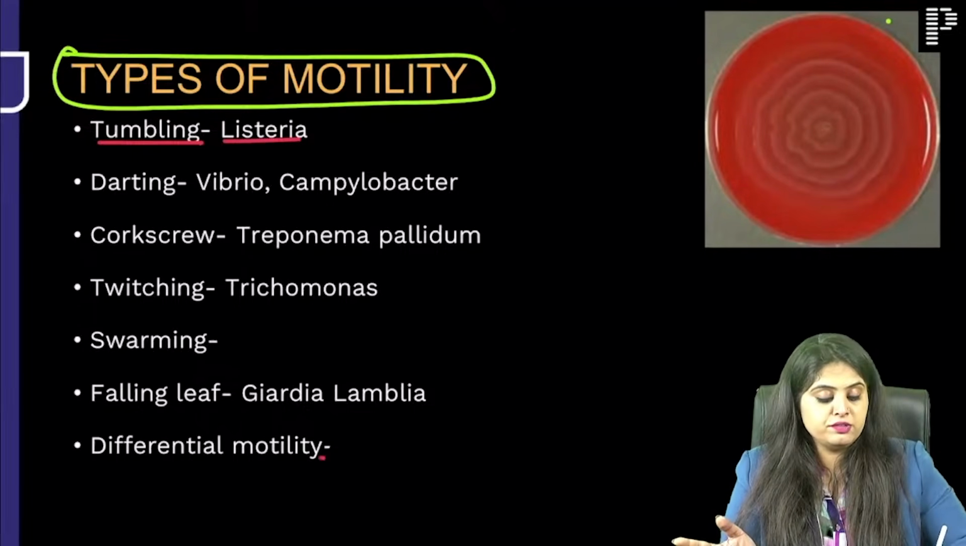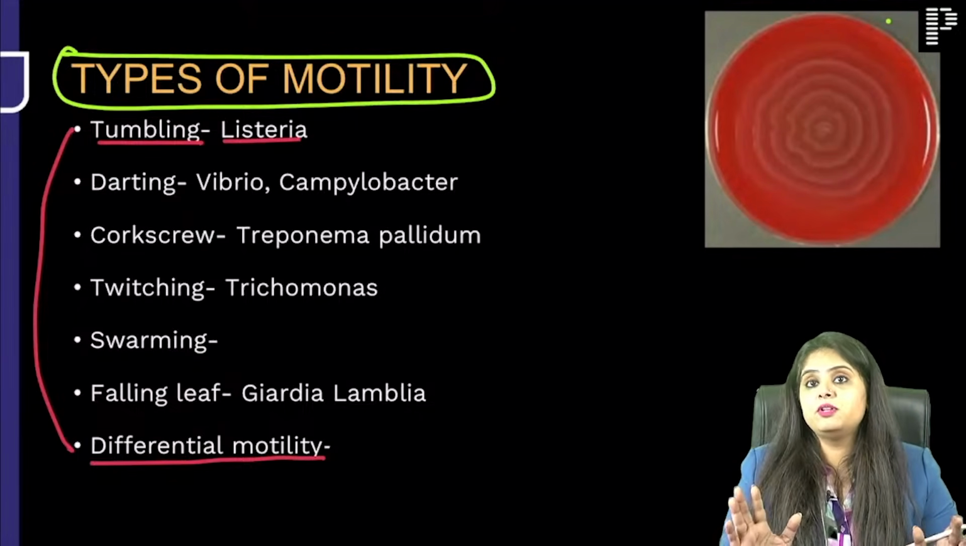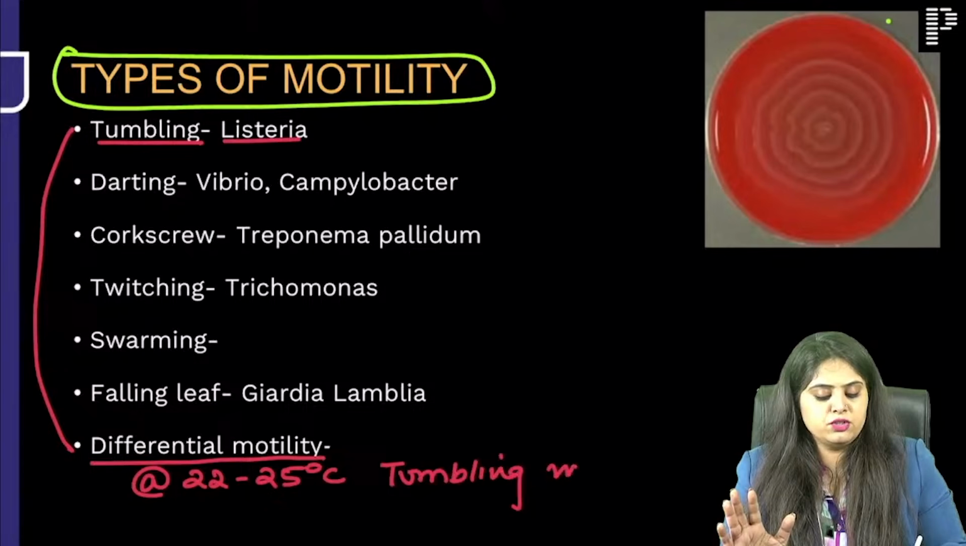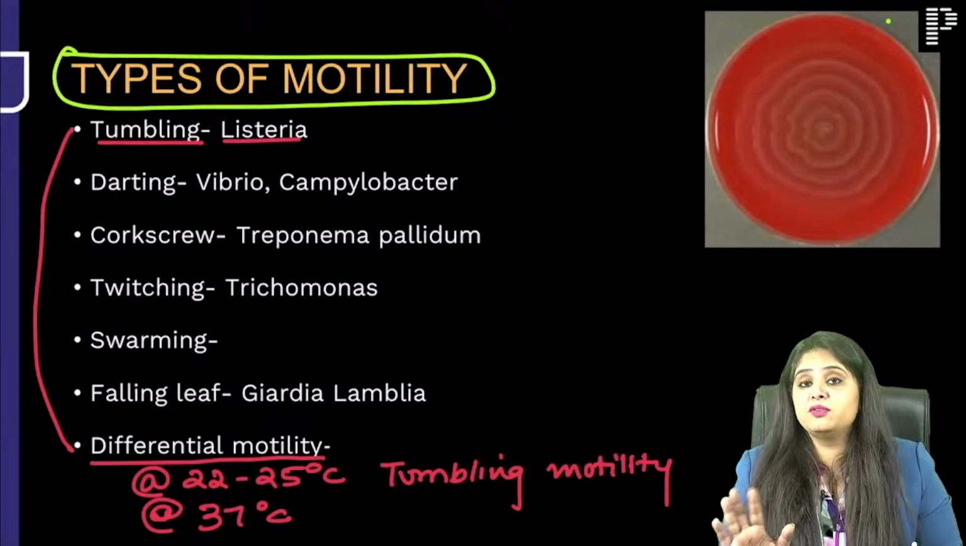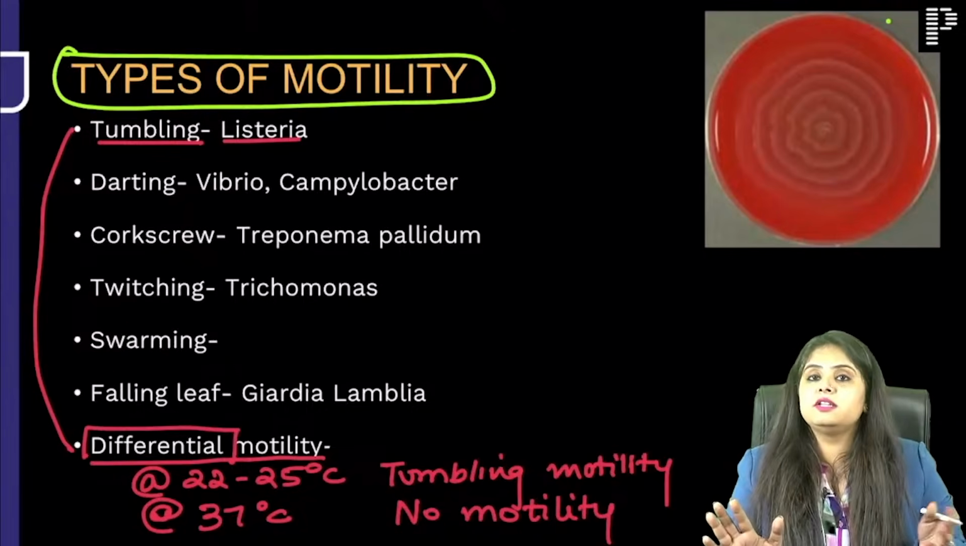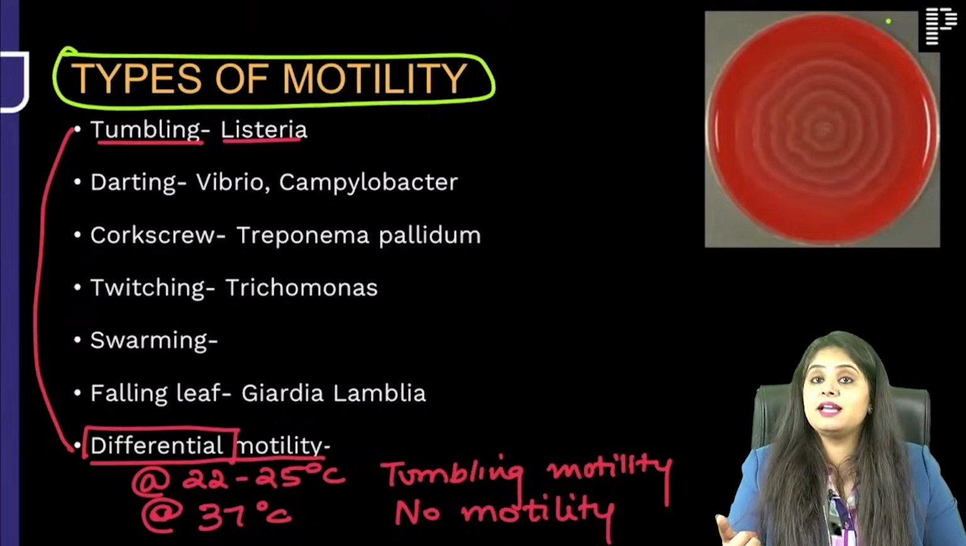Listeria also shows differential motility, which means Listeria has a temperature dependence: if you put me at 22 to 25 degrees, then I will show you tumbling motility. Then I will show you falling left, right. But if you put me at 37 degrees, it's too hot. I don't want to drink. I don't want to tumble. So there is going to be no motility. So can I say this is a difference created that at one temperature it will show motility, at one temperature it will not. I will give you one life lesson.